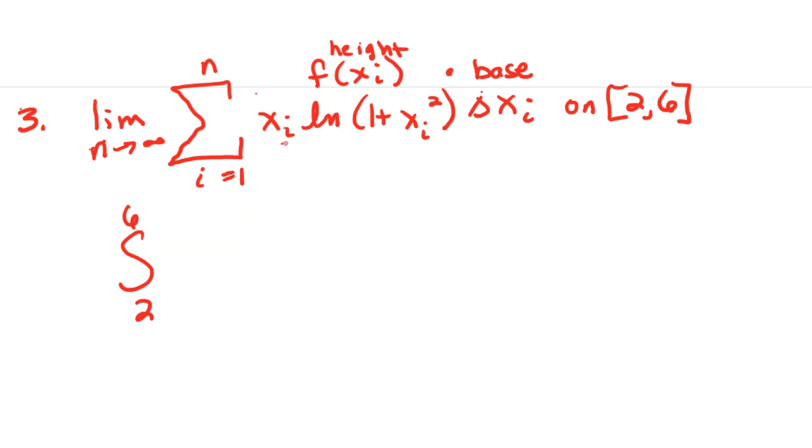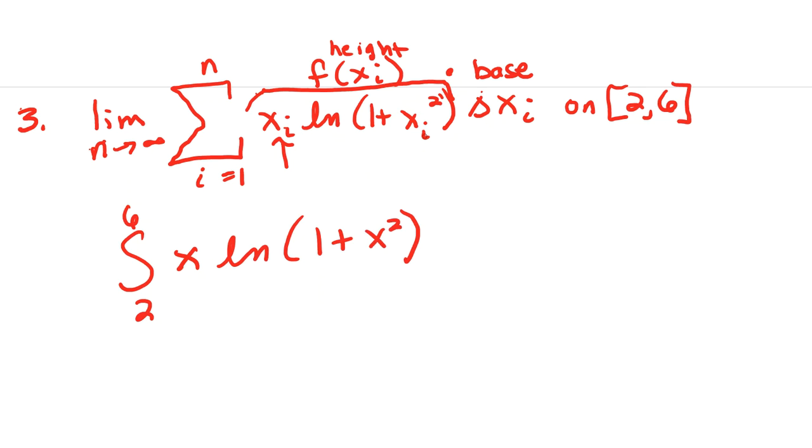Well, it's pretty straightforward, isn't it? If this is our f of x sub I term, then we must know what our function is. Our function must have an x, and I've skipped the ln here. It must have a natural log of 1 plus x squared, because we simply put x sub I into our function. That didn't highlight very nicely. Let me try highlighting that again.